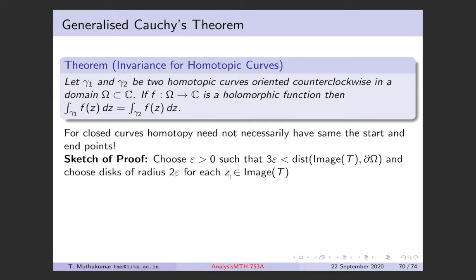So if you do this for every z in the image of T, for each z you have a ball centered at z with radius 2 epsilon. So choose the open disk. Okay, so you have an open cover for the image of T. And because the image of T is compact, you can extract a finite subcover. So you actually have a finite collection of radius 2 epsilon disks which covers the image of T.